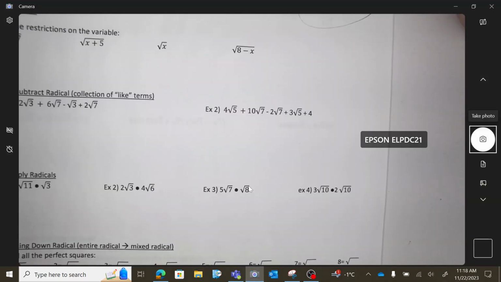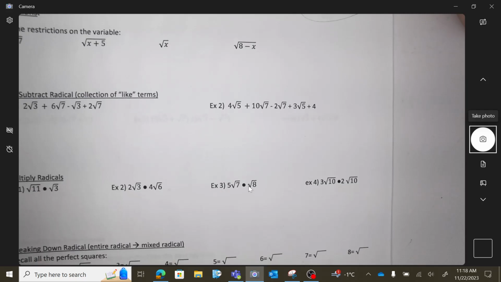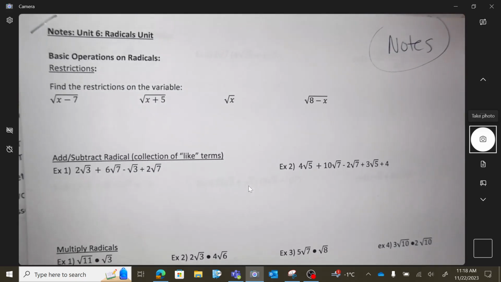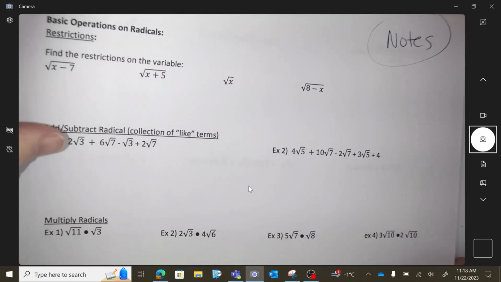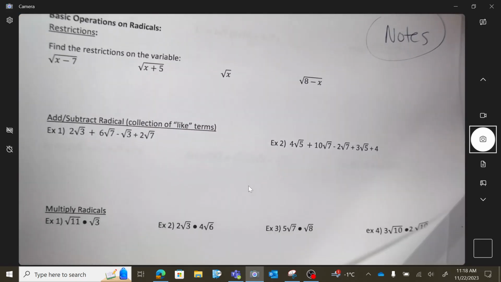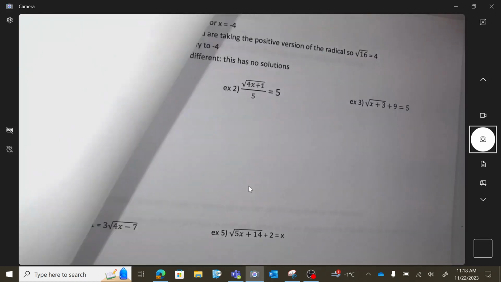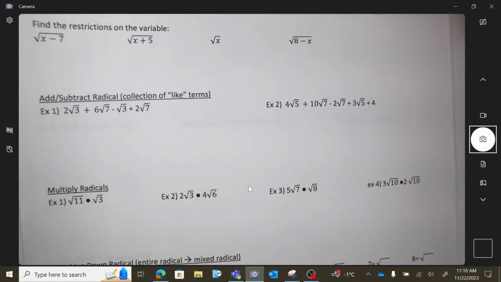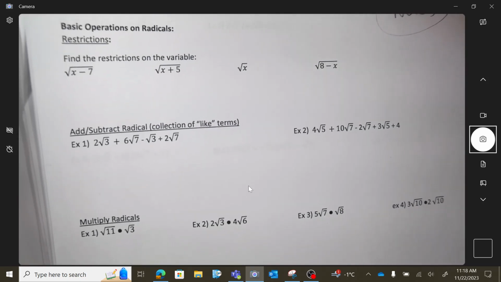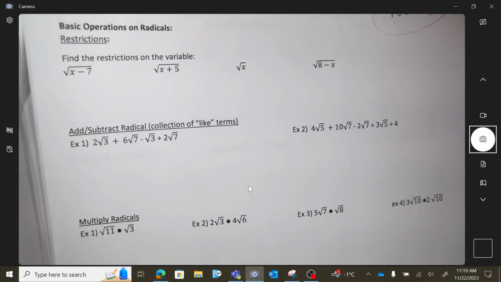Okay, so the first topic is called radical restrictions. So radicals, we're going to be doing square root stuff. I don't think we do any cube root stuff. Okay, so working with radicals, square root function. What do I know about square rooting numbers?